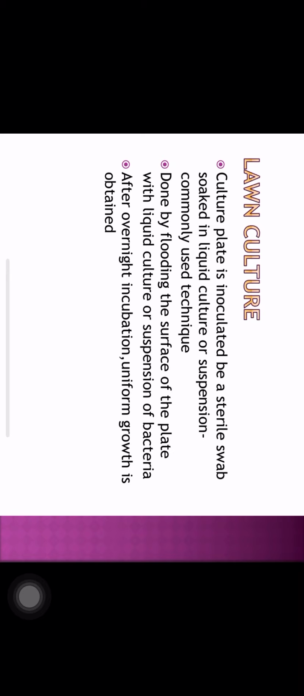And after 24 hours, when we see, there will be a lawn in the entire petri dish, but the area where the drug is effective against the microbe, in that much area surrounding the drug, there will not be any growth of the bacteria. So some portion of the lawn is missing around the drug. That is because the drug is effective against that microbe. So this way we use it for antibiotic sensitivity testing purpose.